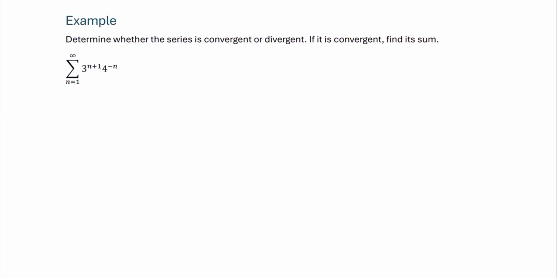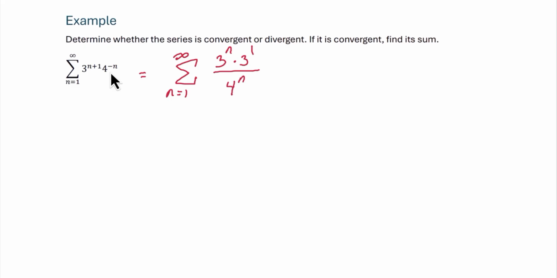In our last example, let's see if we can start by rewriting this using some exponent rules. We have the sum. We have 3 to the n plus 1. We can think of that as 3 to the n times 3 to the first, using those exponent rules to break that up a little bit. And then we have 4 to the negative n. Let's push that to the denominator to force that power to be positive.